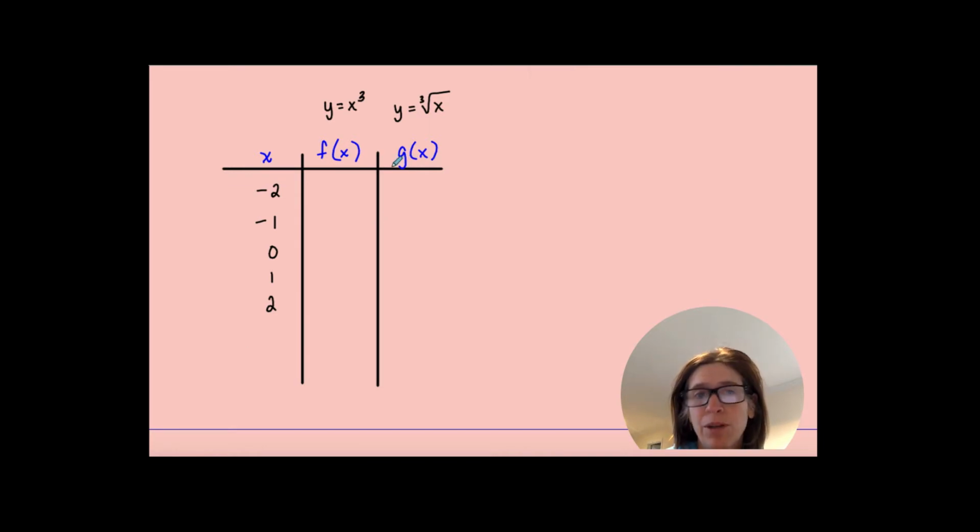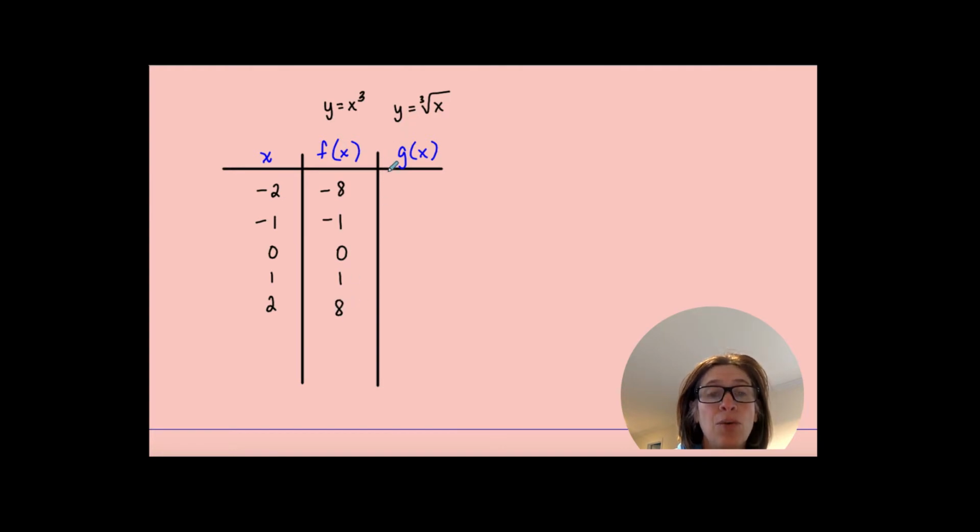So inverses part 2. And I'm looking here at two functions, the cubic function and the cubed root function. And I want to just make sure we understand what happens to each function and why they're inverses again. Okay, so if I plug in -2, -1, 0, 1, and 2 into the cubic function, I'm going to get -8, -1, 0, 1, and 8.